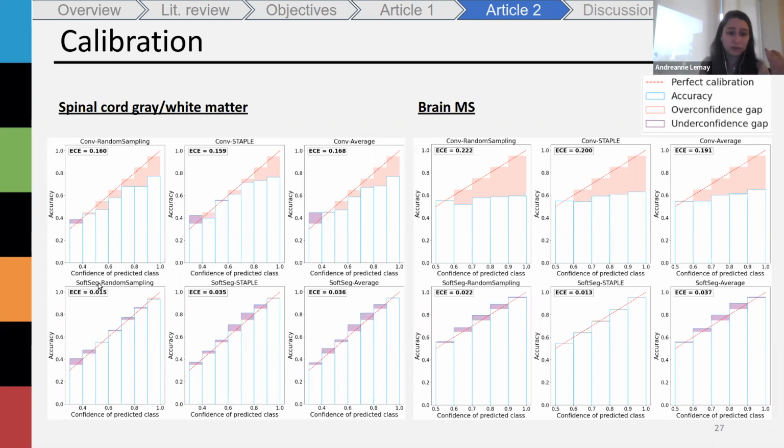And when we compare to the SoftSeg models, we can see that our white bands over here fall much closer to the perfectly calibrated ideal. But there is a slight underconfidence, which means that there might be slightly too much softness. However, when we look at the expected calibration error or ECE presented over here, the ECE falls pretty close to 0, and it's much lower compared to the ECE we had for the conventional models. So what we can conclude here is that the SoftSeg models had more calibrated outputs. And once again, we do not see a clear winner in terms of label fusion method.